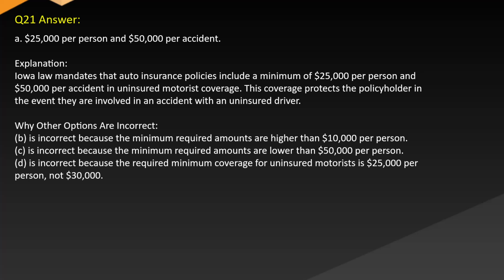Explanation. Iowa law mandates that auto insurance policies include a minimum of $25,000 per person and $50,000 per accident in uninsured motorist coverage. This coverage protects the policyholder in the event they are involved in an accident with an uninsured driver. Why other options are incorrect? B is incorrect because the minimum required amounts are higher than $10,000 per person. C is incorrect because the minimum required amounts are lower than $50,000 per person. D is incorrect because the required minimum coverage for uninsured motorists is $25,000 per person, not $30,000.